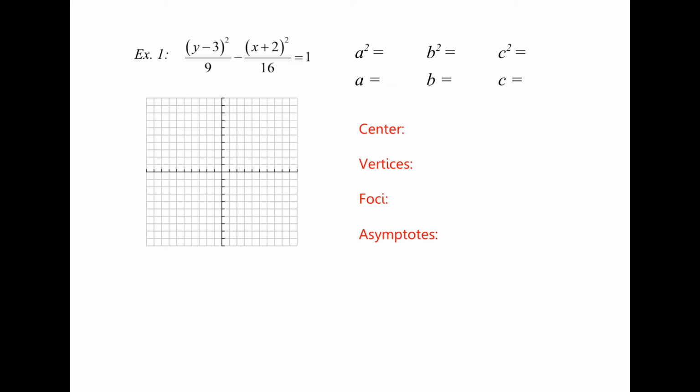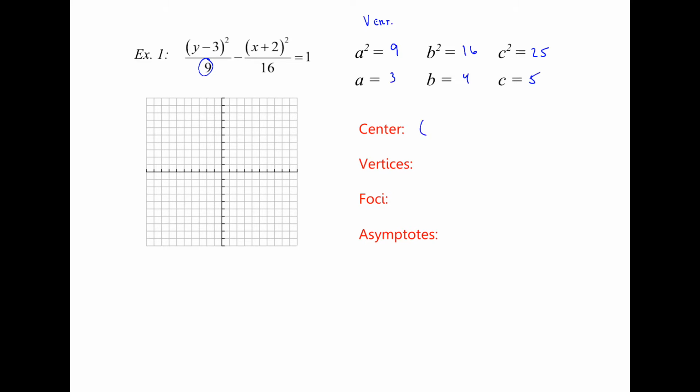We need to identify a couple things. The y squared is first, so think y-axis, which means we're going to be looking at a vertical hyperbola. We also have a squared is 9. It's not the largest, it's actually the one with the positive squared term. B squared would be 16, and then c squared you would add to get 25.